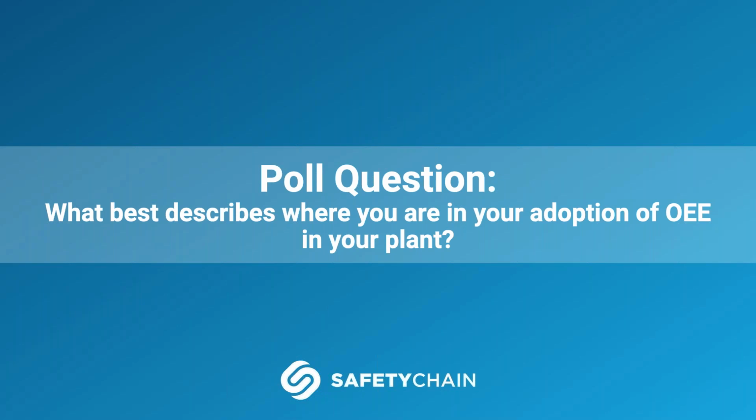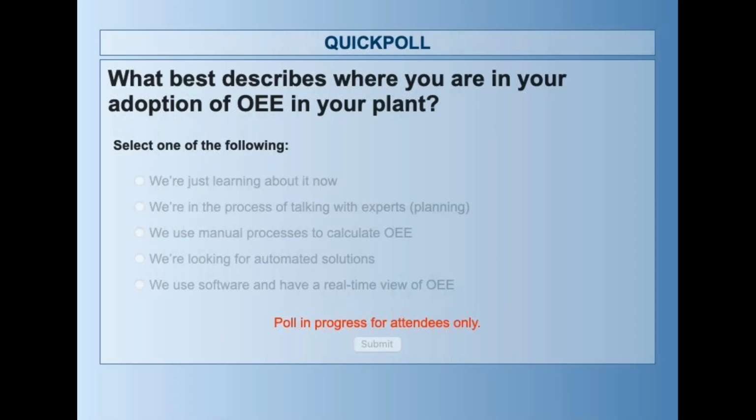So, Robert, we wanted to ask everyone a quick question, just to level set where everyone's at in where their plant is right now. We're going to pull up a poll that says what best describes where you are in your adoption of OEE in your plant. I'm going to launch this poll. It's going to take a couple of seconds. Everyone that's with us today is going to see this pop up, and you're going to be able to pick one of the following. We're just learning about it now, which is totally cool.